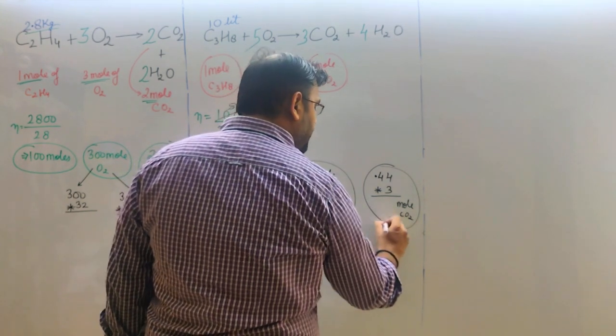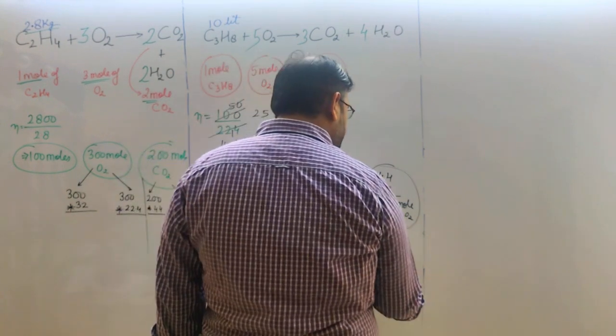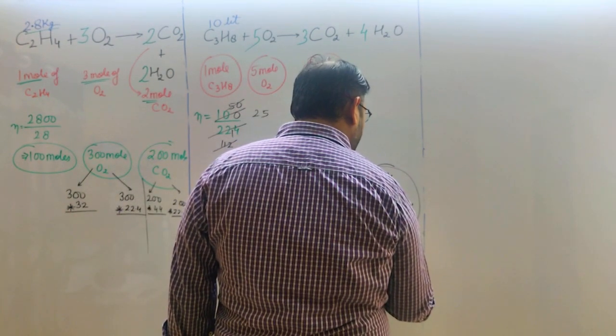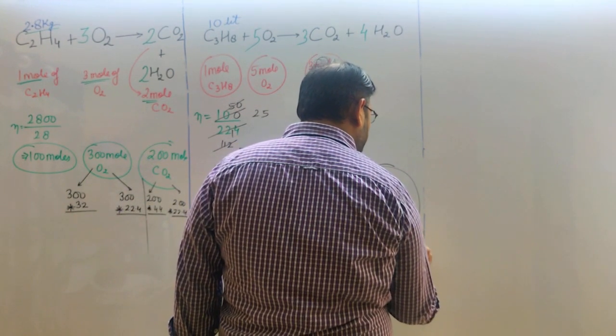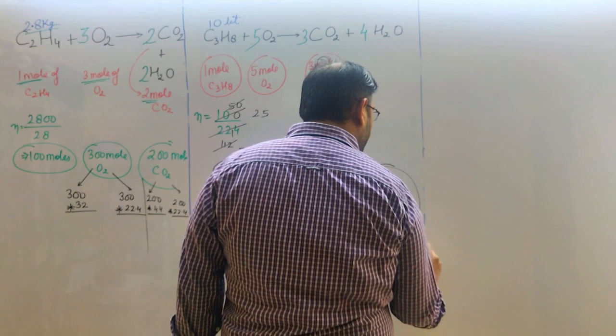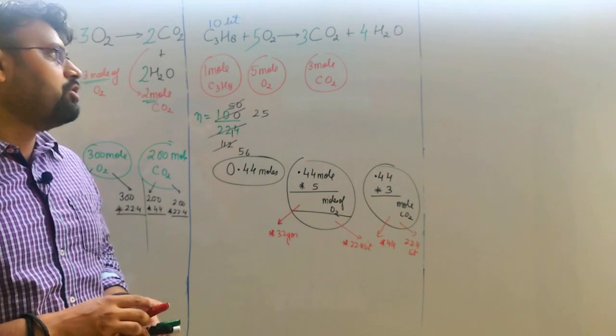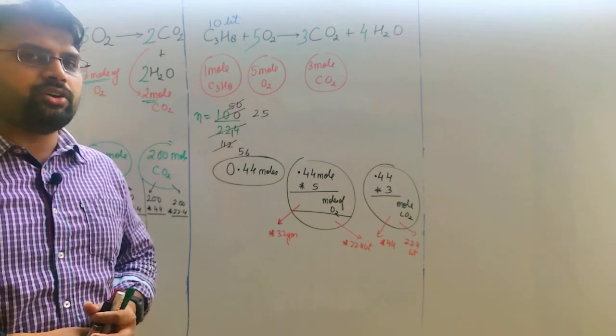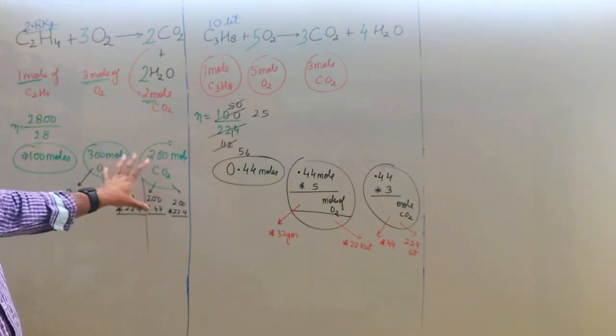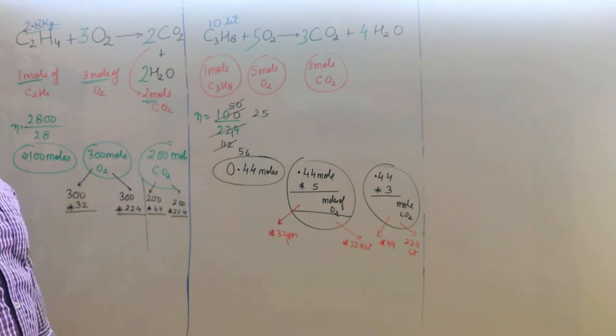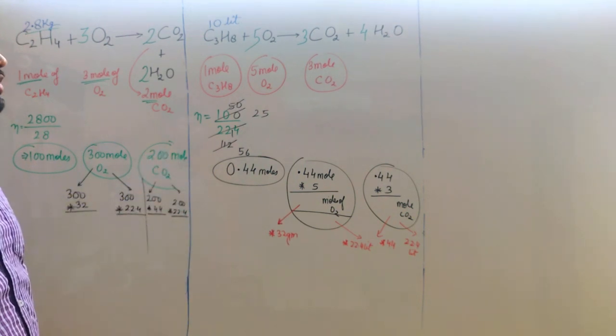Similarly it goes for CO2 also. For CO2 you have to multiply by 44 grams for mass, and for volume you multiply by 22.4 liters. I hope the homework questions are clear to you now. All 4 parts are solved, and I hope you have done it exactly in the same manner. So let's take a look at a different question also.